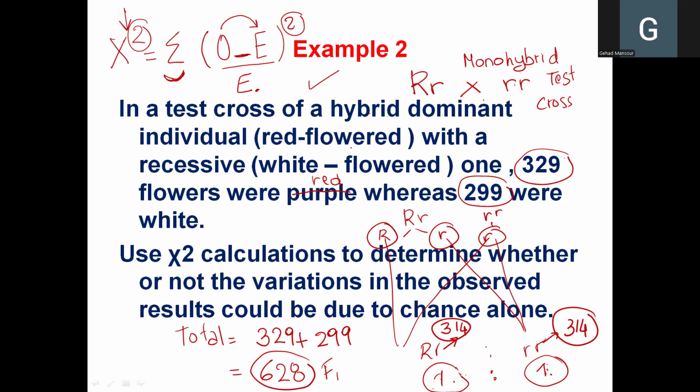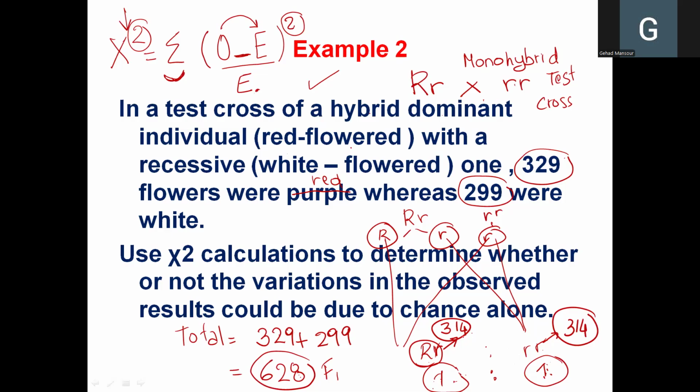And since the total number of obtained offspring from the experiment was 628, then the R capital, R small individual, or actually the red-flowered individual would be 314, because in chi-squares we are mainly concerned with the phenotypes, not with the genotypes. So if we are concerned with the phenotypes, why then are we writing the genotypes? Because we just want to know the ratio between them.